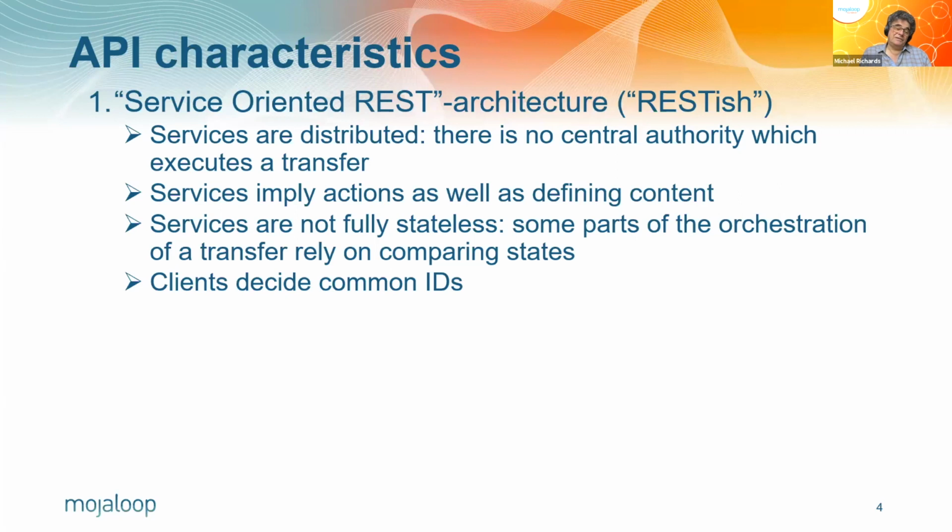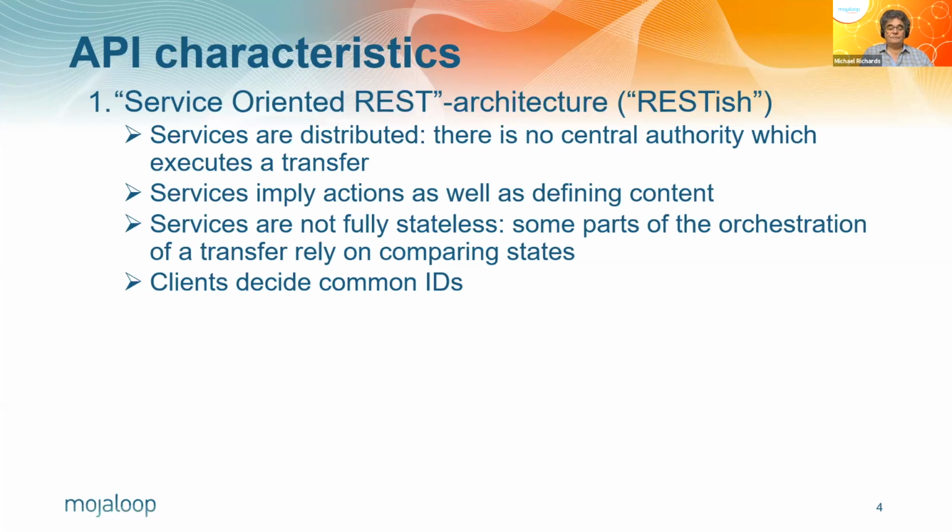Also, the services in the Mojaloop API are not fully stateless. Some parts of the orchestration of a transfer rely on the ability of a party to compare a state with a previous state. And you'll see some examples of how that happens a bit later on. The final difference is that it's the clients who decide the common reference IDs, whereas in the standard REST architecture, it would be the central server who decides on the reference ID.